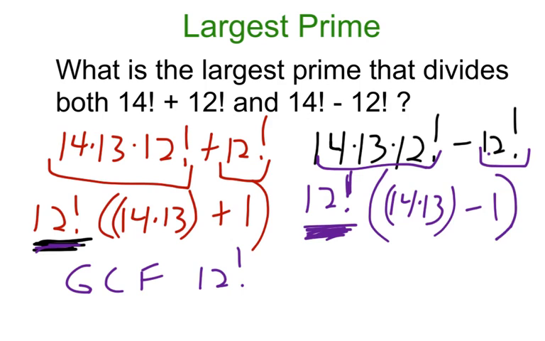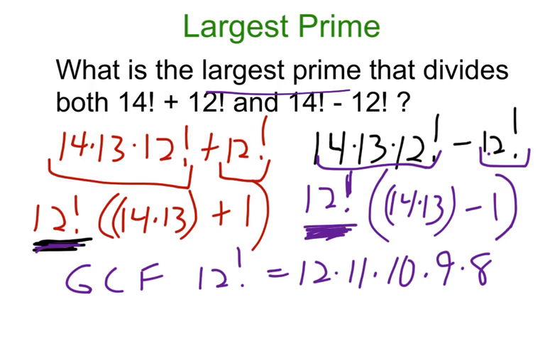And if I write out 12 factorial, that is 12 times 11 times 10. Hopefully you've already seen a prime number. We're looking for the largest prime. 12 is composite, but 11 is prime. So 11 is our answer. Hopefully you got that right.